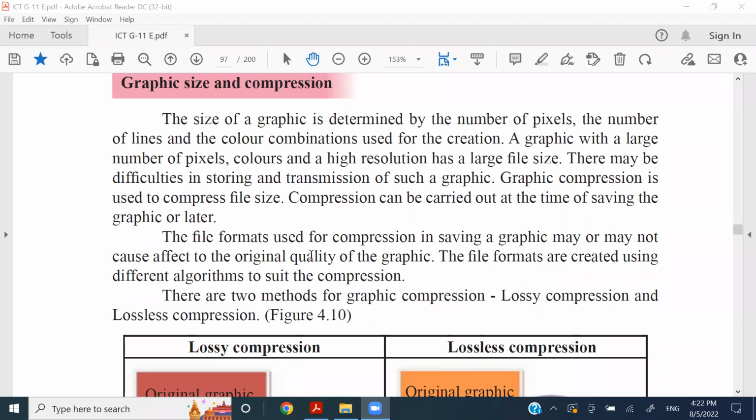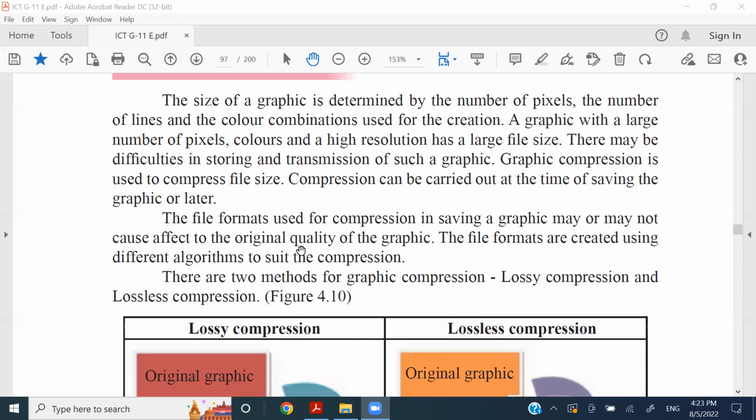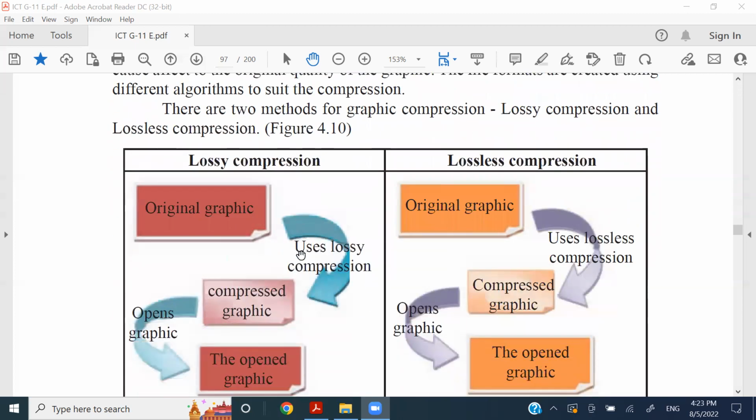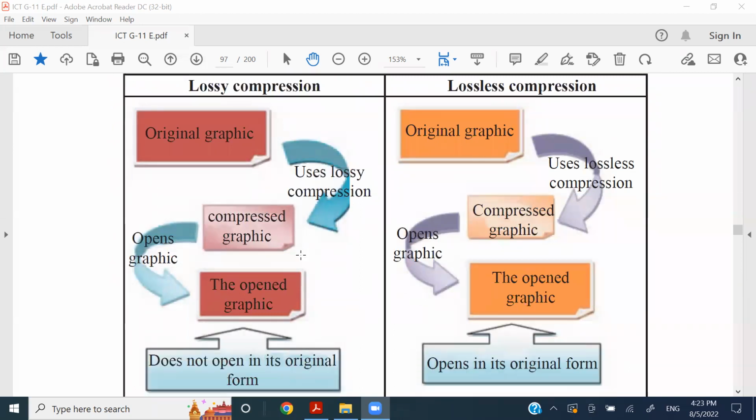So there are two types of compressions that we can do. The first type is lossy compression. The other one is lossless compression, right? When you are compressing, lossy compression means the size of the original graphic will be reduced, right? It is the literal meaning of compressing. And when you need to use that graphic again, the quality of the graphic is also reduced when you are using lossy compression, right? So if you use lossy compression, the capacity of your graphic will be reduced as well as the quality.